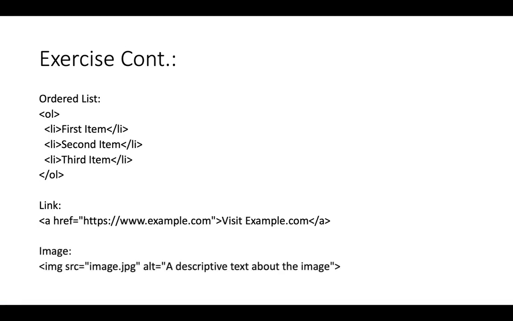And the next thing is the image. For the image, we have a separate tag called img. Then we give the path of the image, and here we have the alternative text. That means if the image is not visible, or if there is an error with the image, it will show this message.